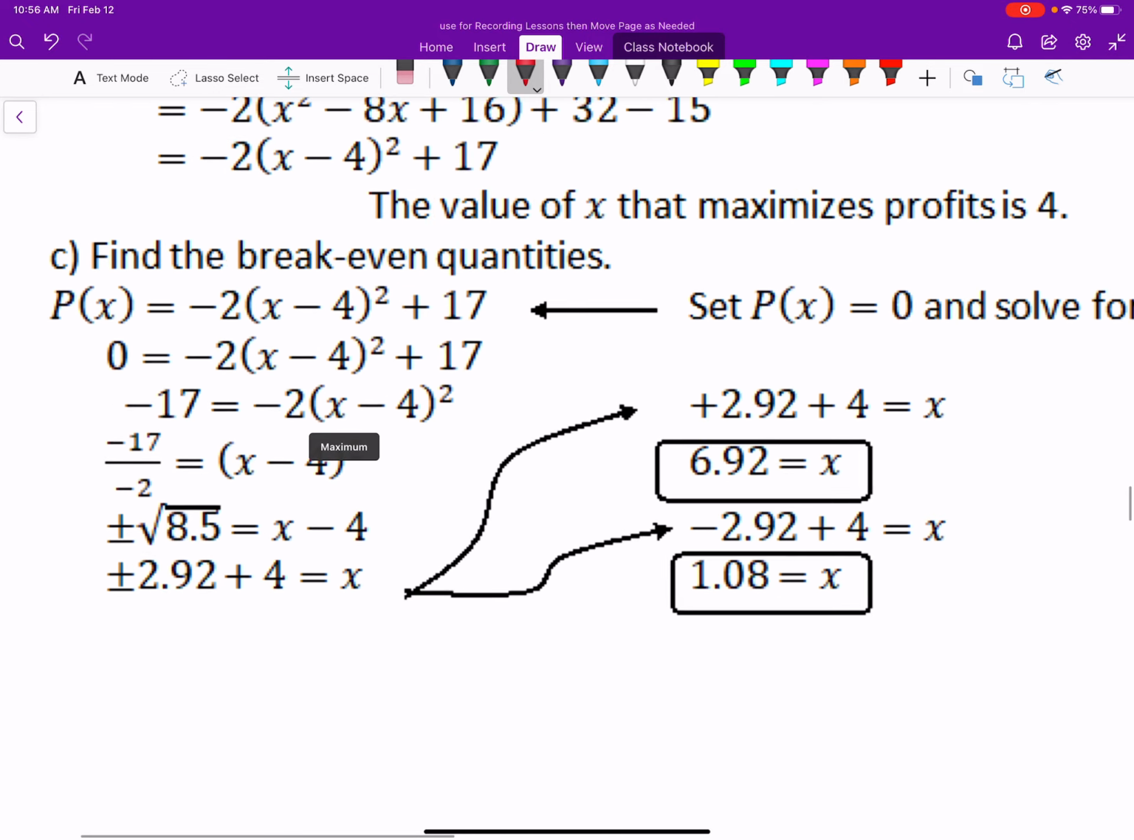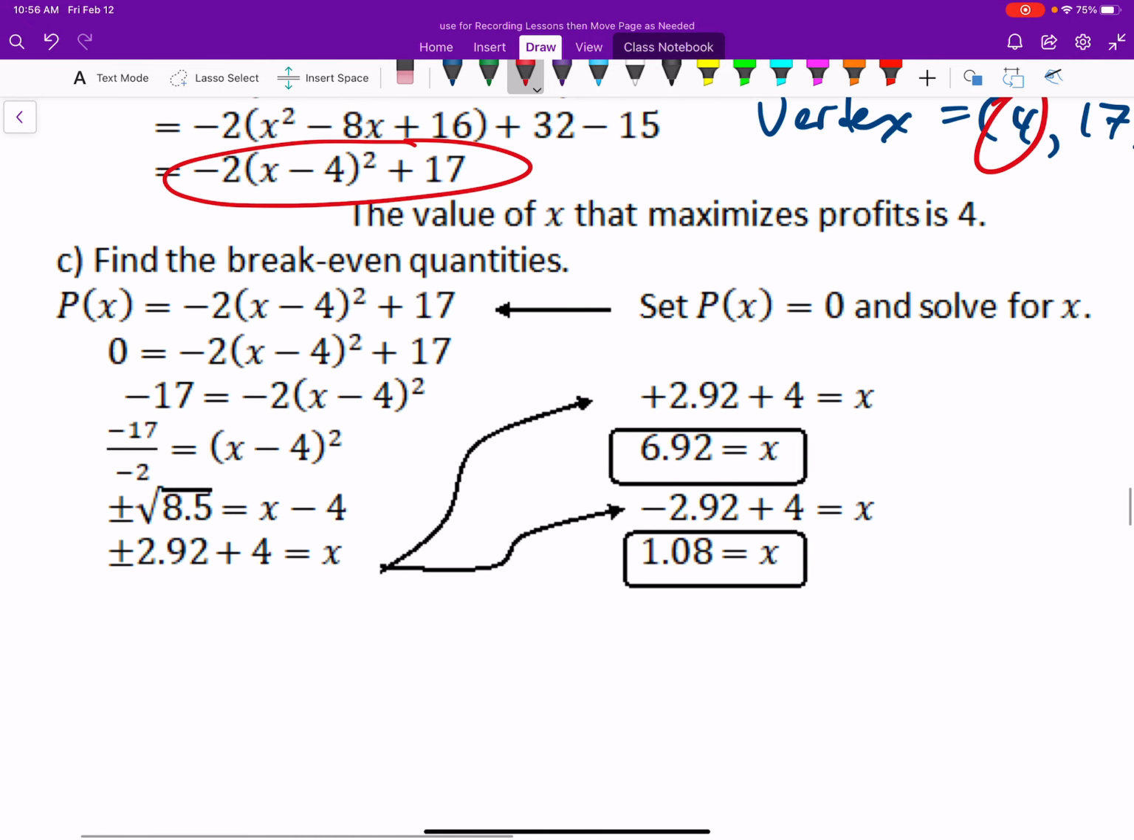If we've got something in vertex form, like we just got in the previous part, in part B, an easy way to get the zeros is just to set y equal to 0, because whenever we set y equal to 0, we're going to find the x-intercepts. So in this case, p of x is our y value. So we're going to set that equal to 0. And then we're just going to go about isolating x, which we can actually do pretty easily in vertex form because the x only shows up once. So all we have to do is do opposite operations in the opposite order, and we will get x by itself.